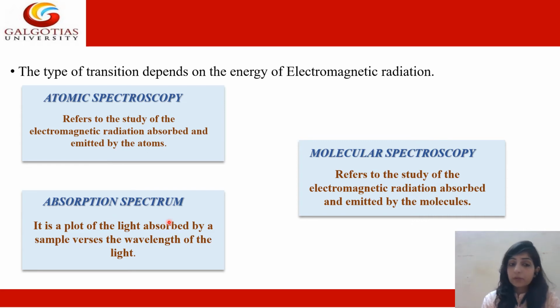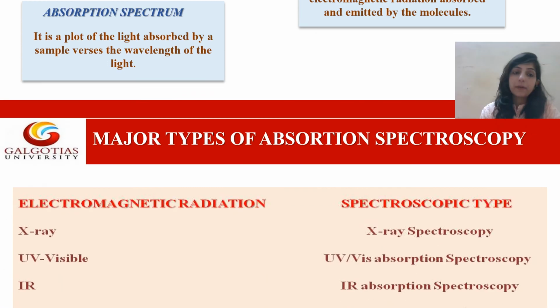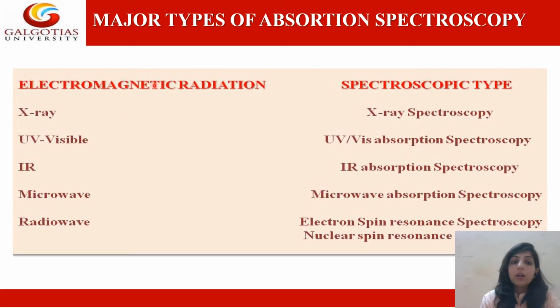Next, in case of absorption, we get a spectrum which is referred to as absorption spectrum. So what is absorption spectrum? Absorption spectrum is a plot of the light absorbed by a sample versus the wavelength of the light. So a spectrum is basically a graph which we plot between absorbance, that is the light absorbed by a sample, versus the wavelength of the light. On the x-axis we have the wavelength of light, and on the y-axis we have the absorption, that is light absorbed by the molecules.